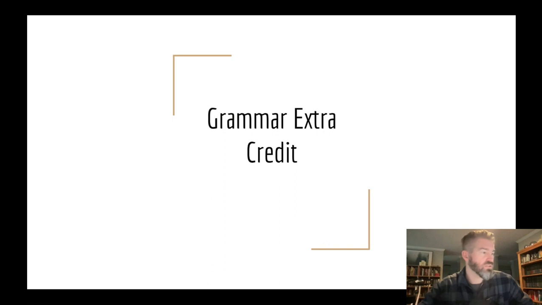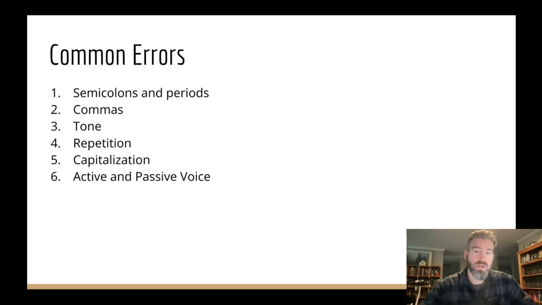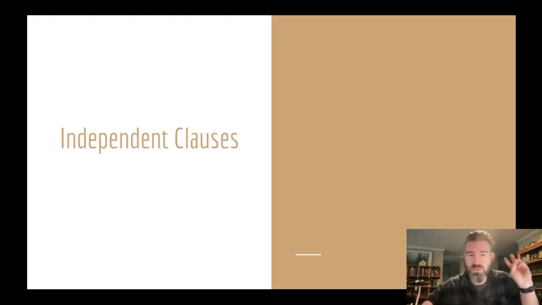So this is just extra credit, to help you go over some major errors that I see students and other writers fall victim to. Common errors are things like semicolons and periods, commas, tone, repetition, capitalization, and then active and passive voice. And we'll cover all of those here. But before we can get to that, we're going to look at a fancy and somewhat scary sounding grammar term, independent clauses. So the question is, what the heck is an independent clause?